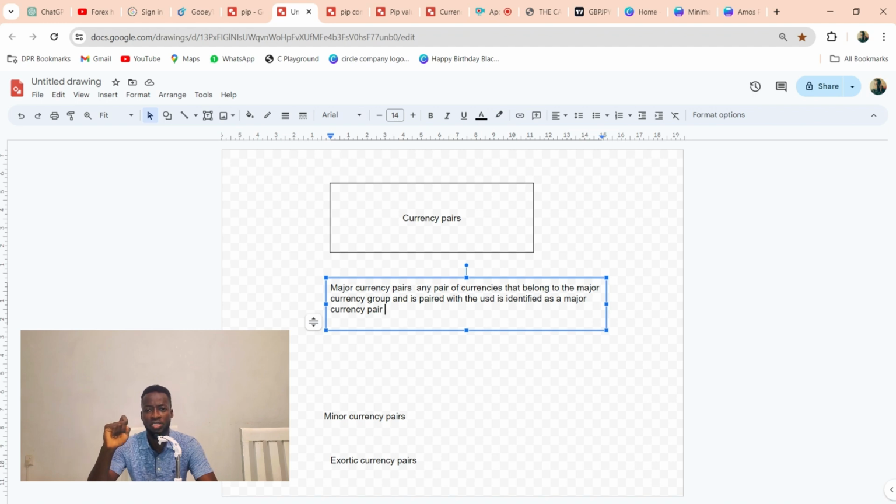Why are there major currency pairs? Why are they called major currency pairs? Well, they are called major currency pairs, number one, because they belong to the group of the major currencies. Number two, because they are paired with the US dollar. And number three, because they are liquid markets. They have a very high liquidity. Now, that should take us to what liquidity means.